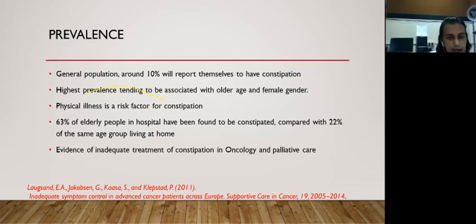So just the process of getting admitted to hospital has made them constipated. That is because they've got an illness, that's why they got admitted to hospital. So physical illness is a risk factor for constipation. Even if you look in the evidence for oncology and palliative care, there is inadequate treatment of constipation because it's a poorly asked for and poorly addressed symptom. Next slide.